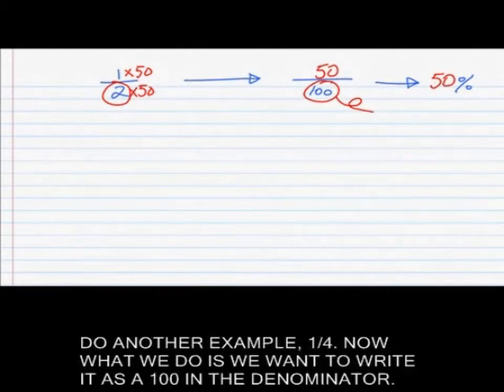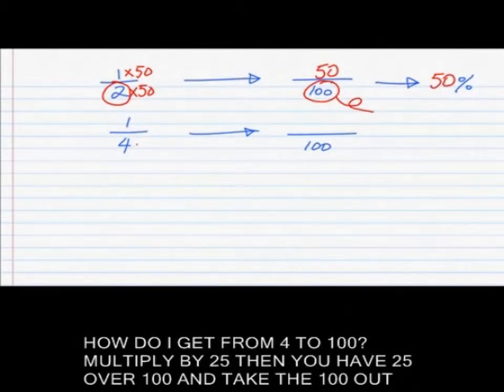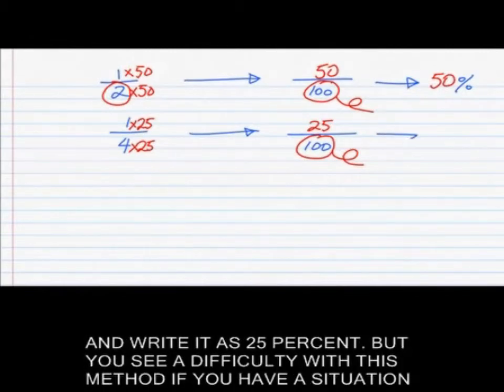Let's do another example. 1/4. Now what we do is we want to write it as 100 in the denominator. How do I get from 4 to 100? Multiply by 25. Then you have 25 over 100. And take the 100 out and write it as 25%.